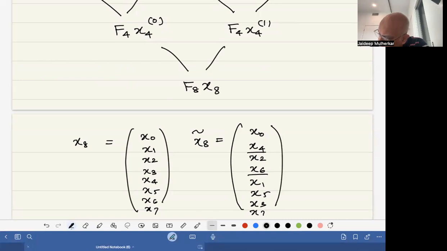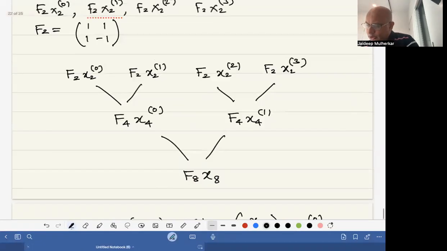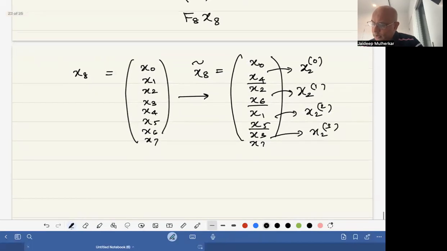Because if I look at this, it is x2 of 0, x2 of 1, x2 of 2, and this is x2 of 3. Right? So therefore, there is some permutation of this going on. And so when you start, the initial permutation is essentially what is known as the perfect shuffle.